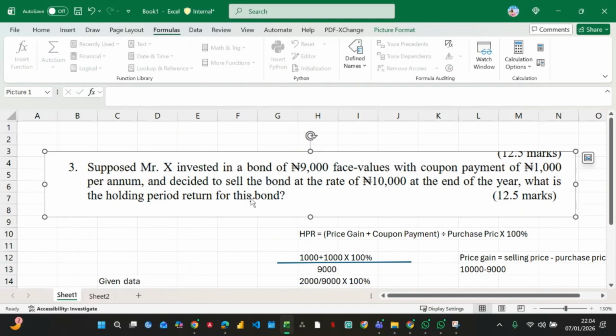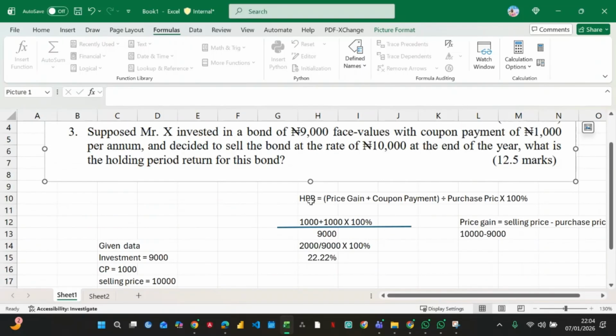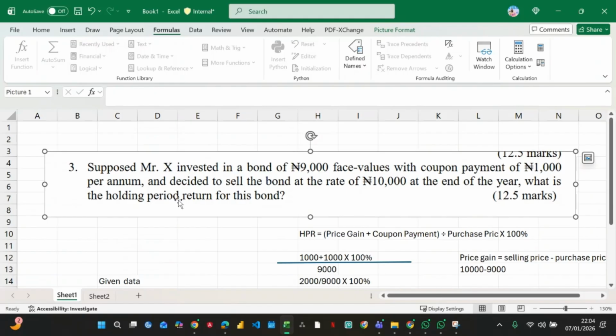What is the holding period return for this bond? So what you are looking for is the holding period. The whole question is what I'm talking about. You can't see my screen? What I'm saying is, I didn't see the question on the material. What I saw there was the solution.